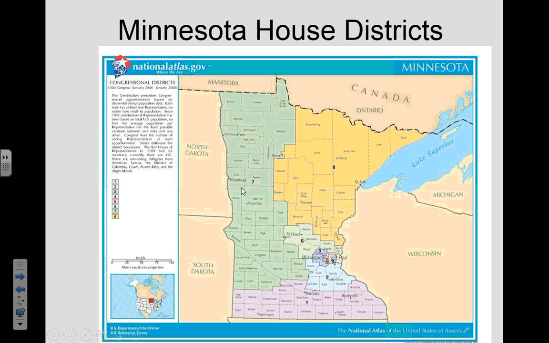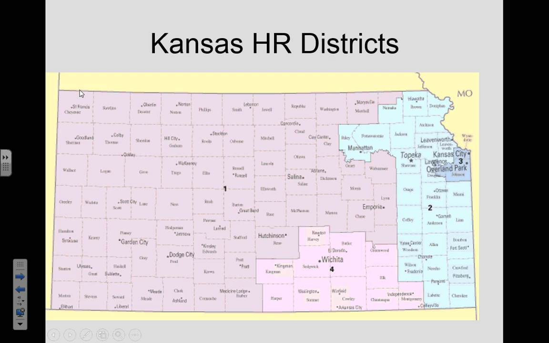So in Minnesota, they may have 8 members of the House, but they don't get to vote for all 8 of them. If you live right here, you only get to vote for the person running in District 8. That person in District 8 may look out for the entire state, but they're really looking out for the best interest of their district first.